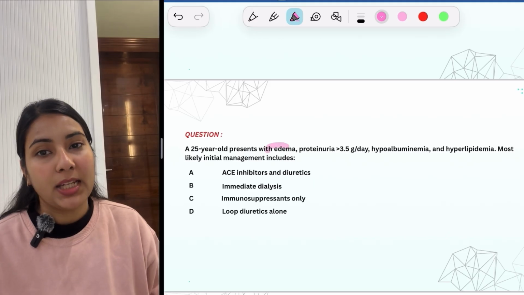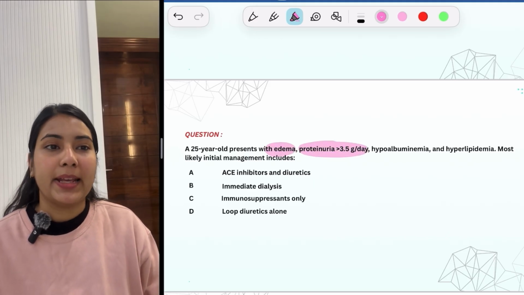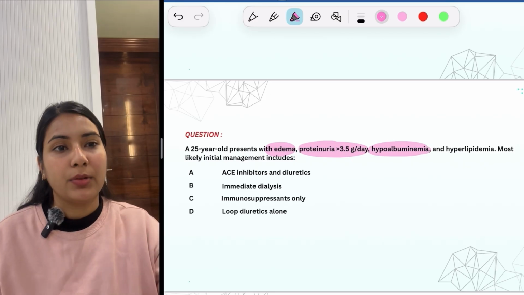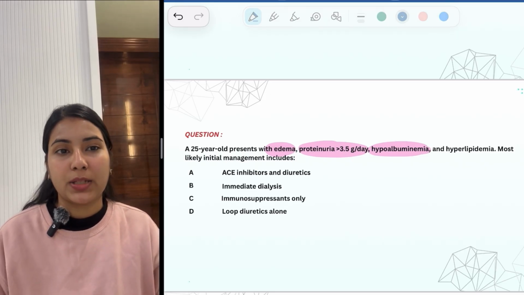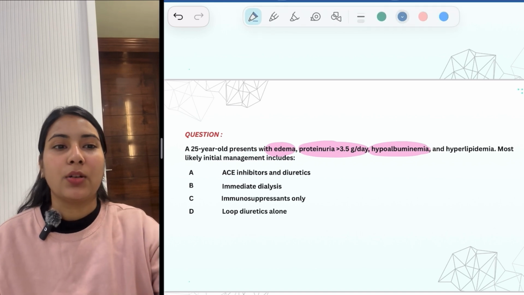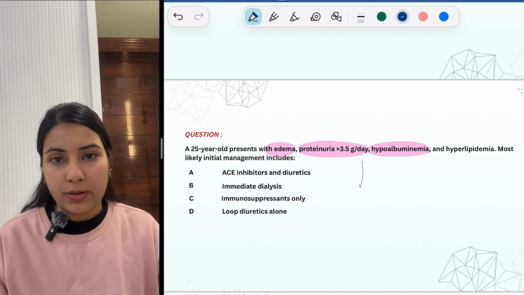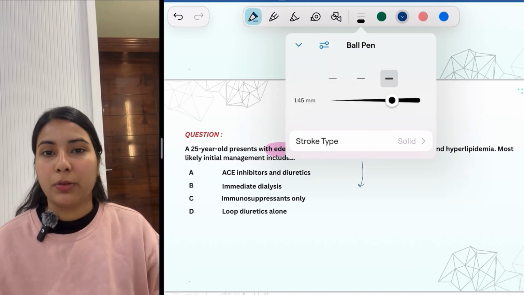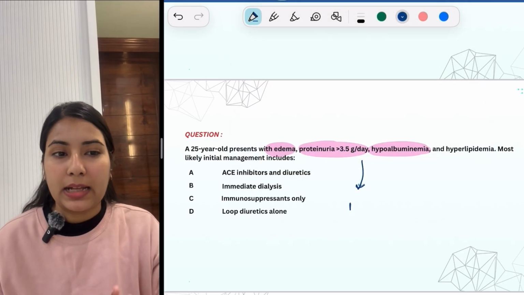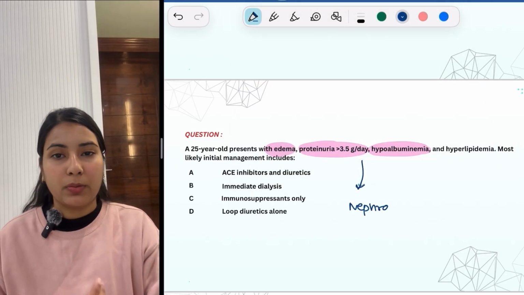Most likely initial management includes, your options are: A, ACE inhibitor and diuretics; B, immediate dialysis; C, immunosuppressants only; and your last option is loop diuretics only. So this is the case of classical nephrotic syndrome. You have hyperlipidemia, you have proteinuria, you have edema. So the diagnosis is classical nephrotic syndrome, and it is asking about the initial management.